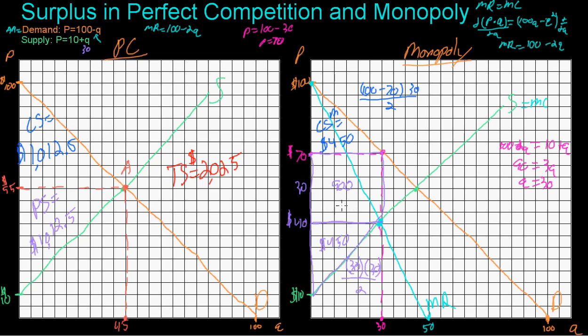And so for the producer surplus, I'm going to go ahead and just erase a couple of these things and write total producer surplus. So producer surplus for the monopoly is 900 plus 450, which is just 1,350.